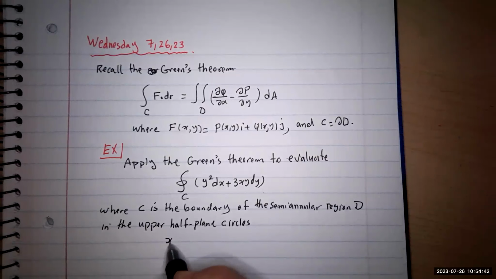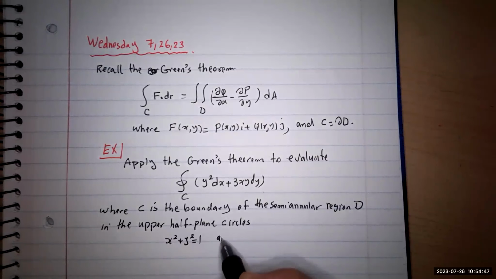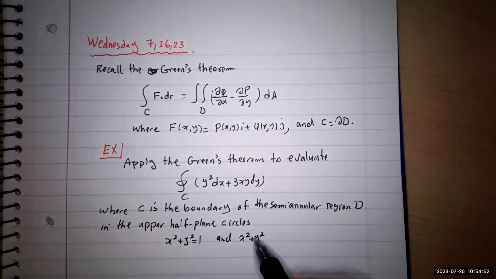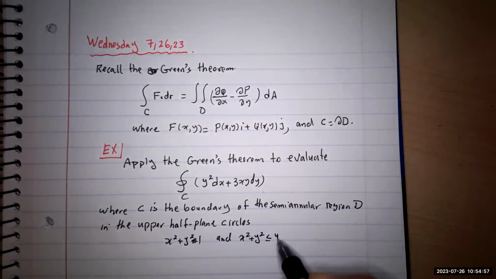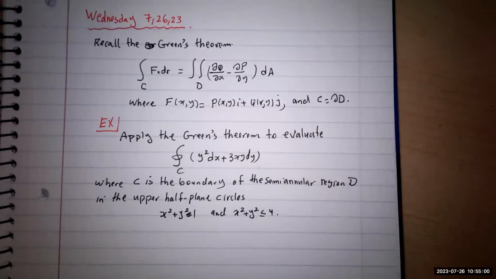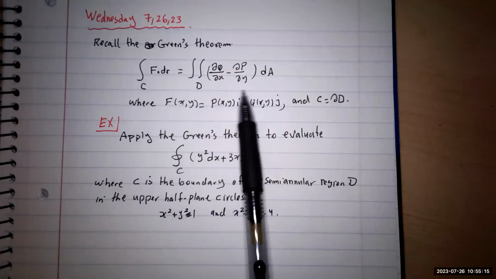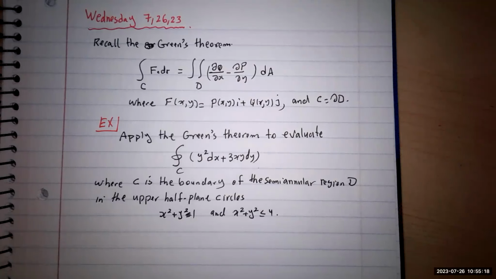One of them is x squared plus y squared equal to 1, and the other one is x squared plus y squared equal to 4, with the points inside included, so less than or equal to. Your domain is all the points between these two circles, inside and on the circles. This domain creates a boundary, which is C. So you are qualified to use Green's theorem.